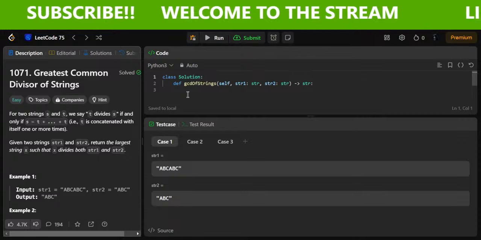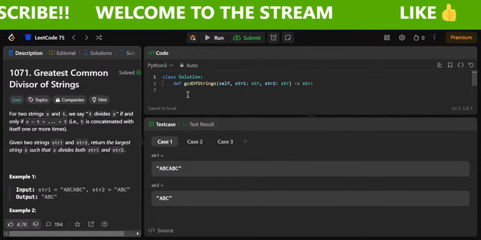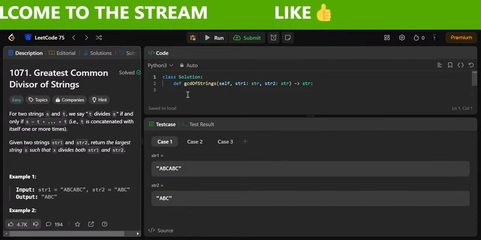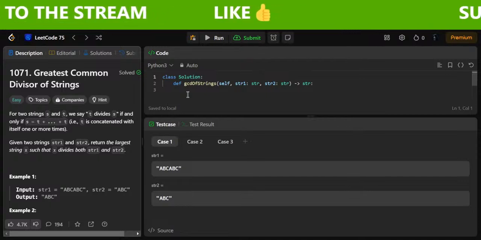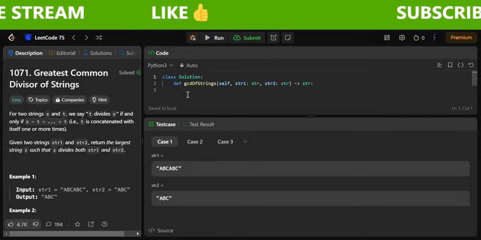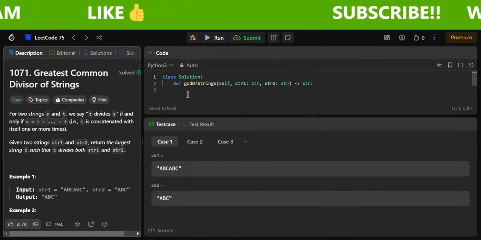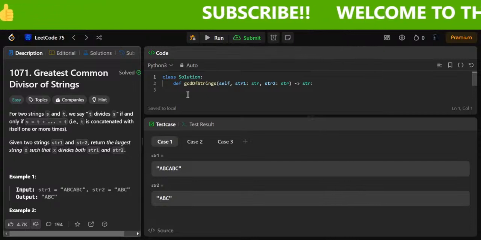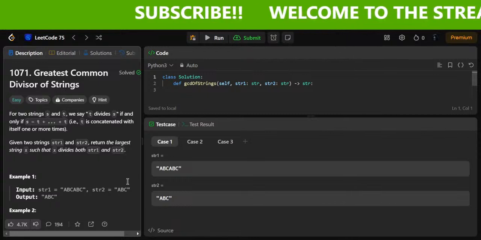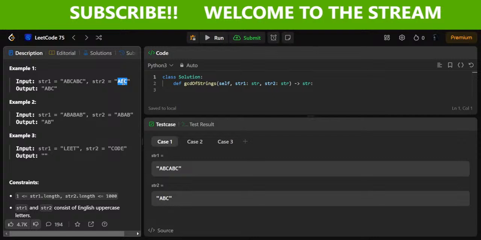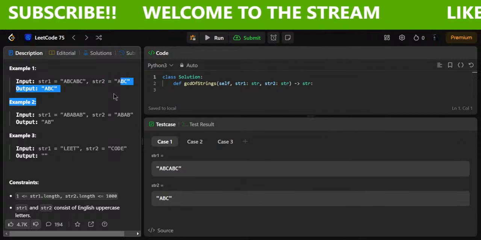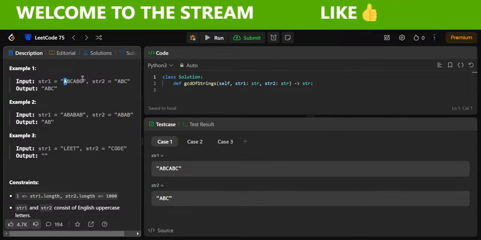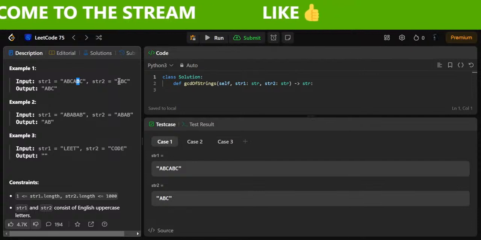Attach common divisor. Okay, I'll take one variable and check it out. Let's see. Minimum is the string 2. String 2 will be the minimum thing, I guess. Because, no, not minimum, cannot be one, can be single letter. Can you divide this? Cannot divide. So only A cannot.